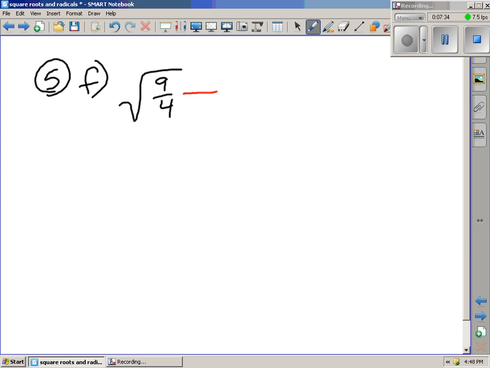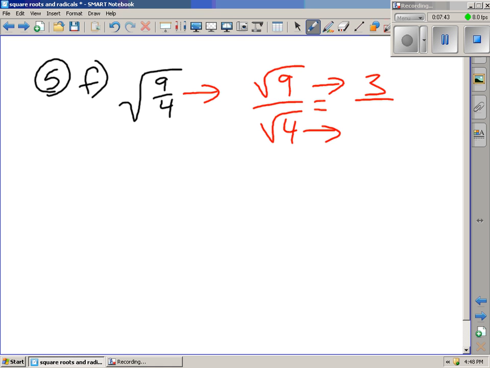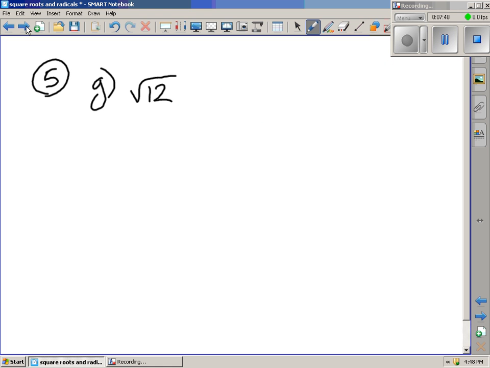5F, we're using our second property. We split this up into the square root of 9 divided by the square root of 4. The square root of 9 is equal to 3 or negative 3. The square root of 4 is equal to 2 or negative 2, so we get 3/2. And again, you can check it using your calculator.